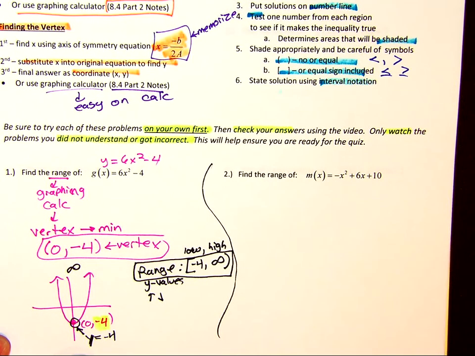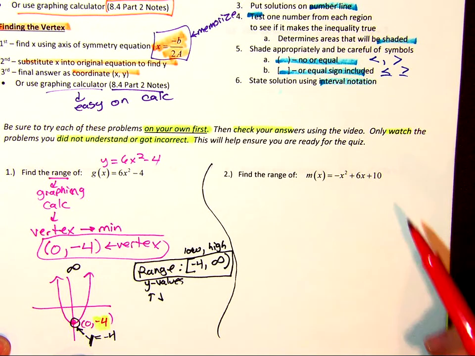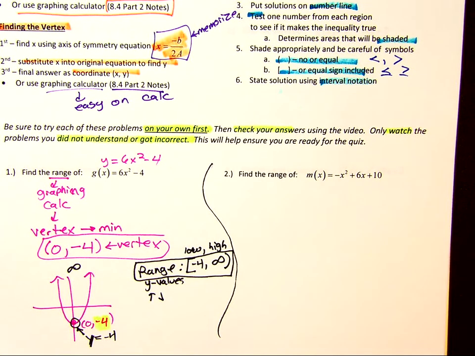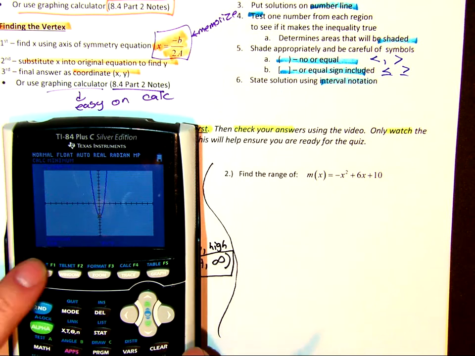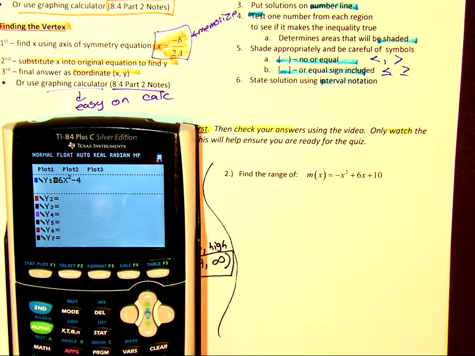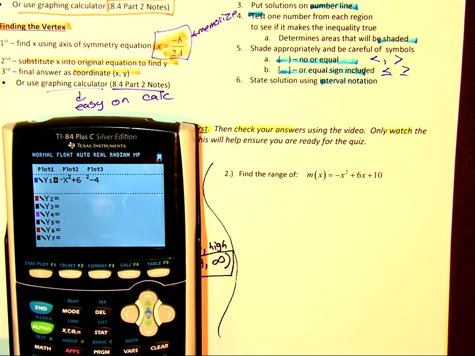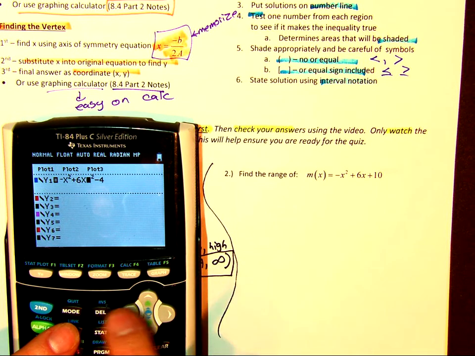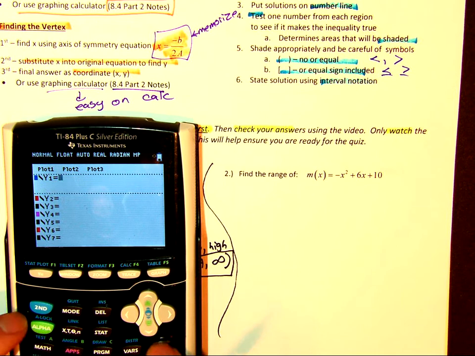Okay, now we're going to go through that same basic process again with the next one. So I'm going to use my graphing calculator, go to the y equals, and type this in. -x² plus 6x plus 10. I have to delete the rest of that out of there. Oops. Never mind, we're going to clear it and start over. -x² plus 6x plus 10.